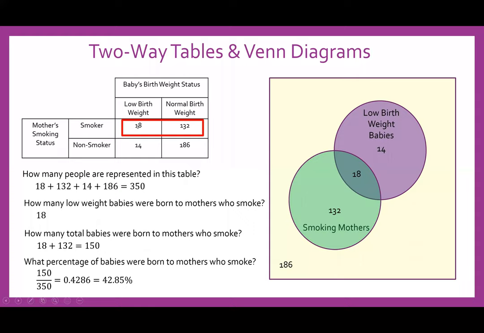Lastly, we want to look at normal birth weight babies and a mother who smokes. So if I'm a normal birth weight baby, I'm not in the purple circle, so I'm in the yellow abyss. And I also want to have a mother who smokes, so that's going to put me here in the green circle. So inside the green circle and not in purple. That's this other kind of crescent area, this green crescent area, 132. We see that matching up here with our two-way table.